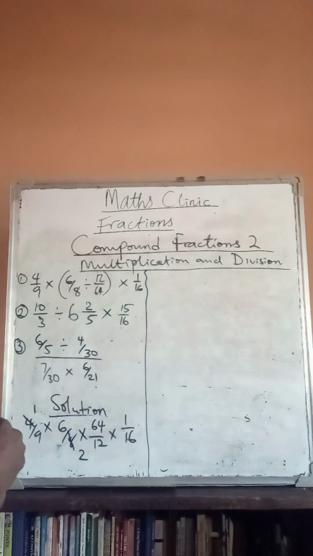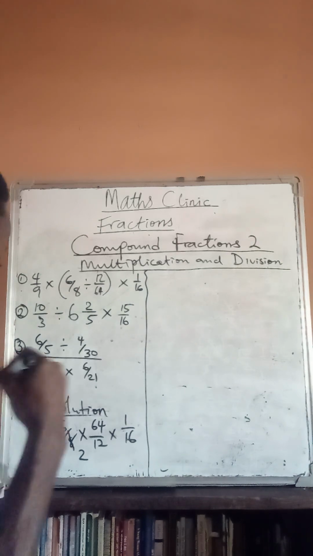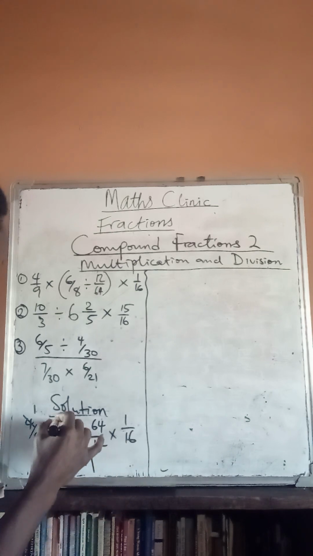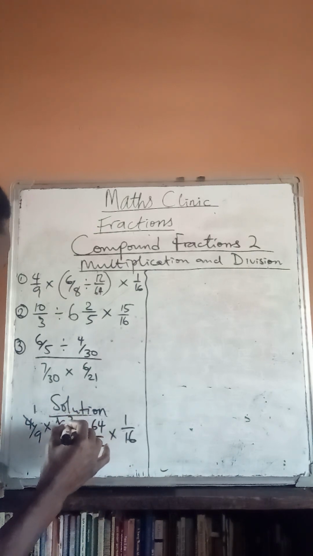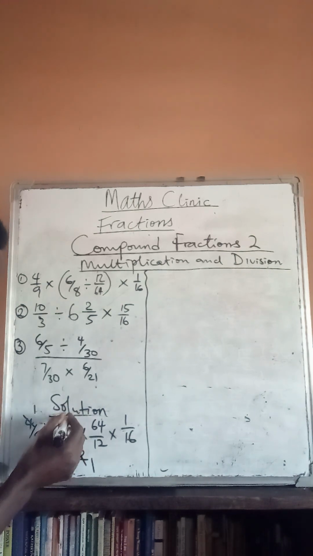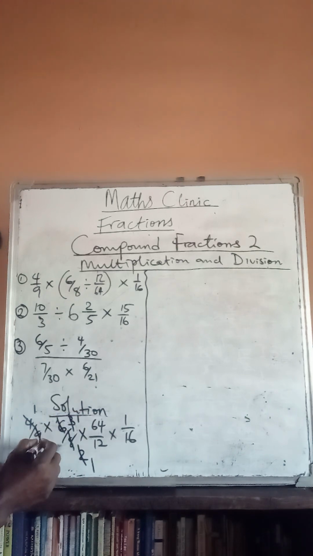Okay, so what else can divide? 2. 2 divides 6. 2 here, 1. 2 divides 6 is 3. What else can go? Here we have 3, here we have 9. 3 divided by 3, 1. 3 divided by 9 is 3.